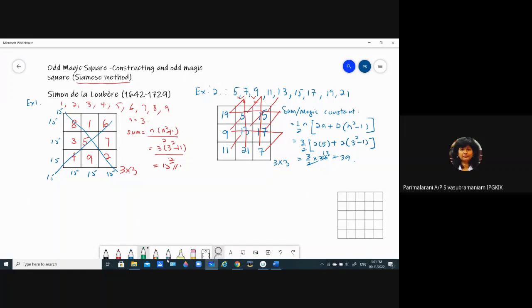So now let's check the sum for each row, column, and diagonal. Okay. So 19 plus 9 plus 11 is 39. Okay. 5 plus 13 plus 21, 39. 15 plus 17 plus 7, 39. This way also 39. 9 plus 13 plus 17 is 39. 19 plus 5 plus 15, 39. Along the column also 39. Here along the diagonal also 39. This diagonal also gives us 39. Okay, so we have placed all these 9 numbers into the magic square with a sum of 39 using the Siamese method.